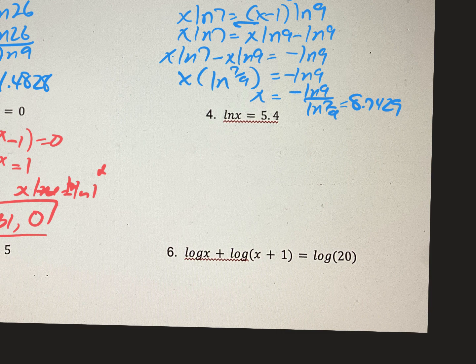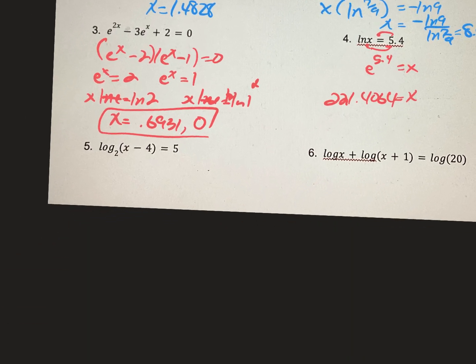Number 4. Only has 1 log. Every time you see 1 log, we're doing the finger thing. Remember the base is e. We're going e to the 5.4 equals x. So let's say e to the 5.4 equals x. Just going to punch that in right there. E to the 5.4. I'm getting 221.4064.